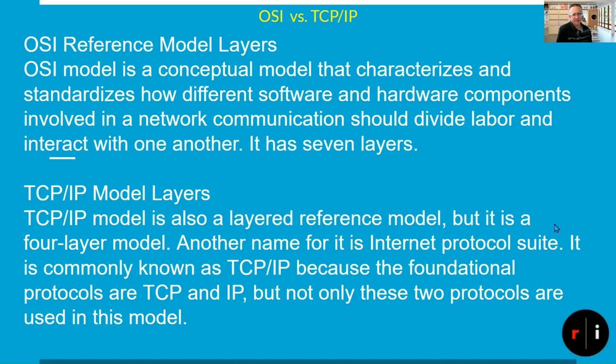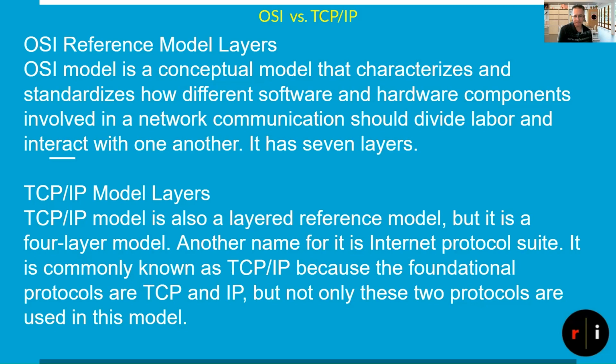OSI is a conceptual model, and it characterizes standards of how different software and hardware components involved in a network are going to talk to each other and how they're going to divide work up. There are 7 layers in the OSI model. TCP/IP also has multiple layers, but it's a 4-layer model. Another name for TCP/IP is the Internet Protocol Suite, and it is considered a foundational protocol we use on the internet today.